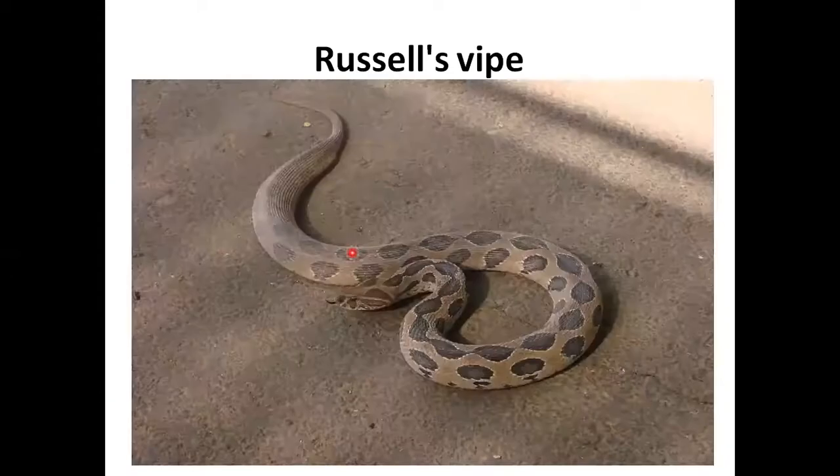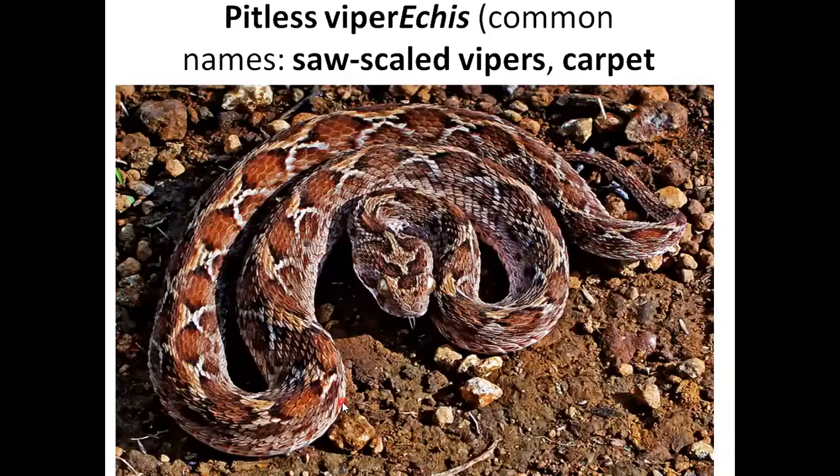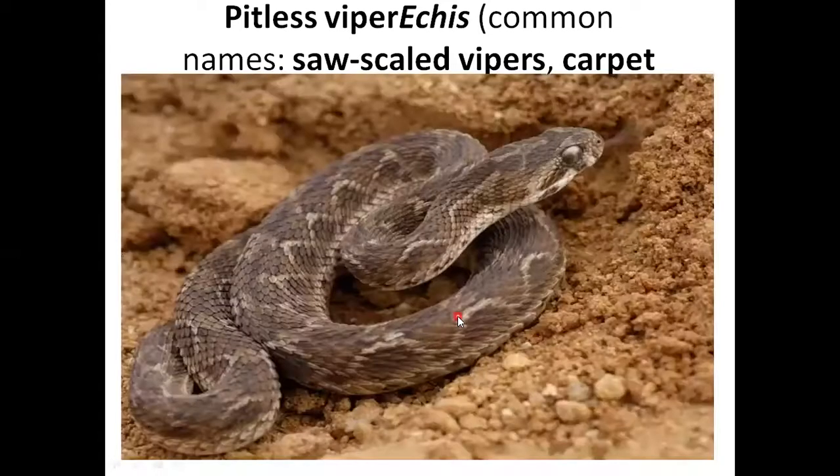Then, yes, you can see here, this is also a Russell viper. This is also a very poisonous one. It is also a viper, but it is the pitless viper. You can see these are the eyes and nostrils, but the loreal pit is absent here. So this snake is the pitless viper. Then we shall observe the next one.